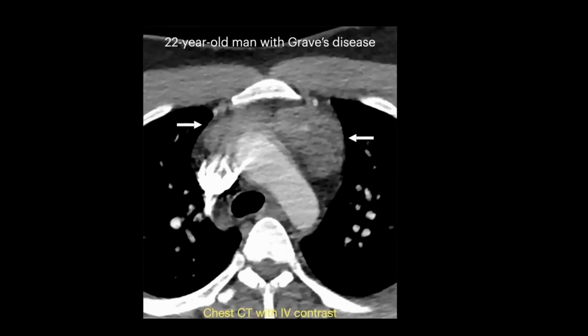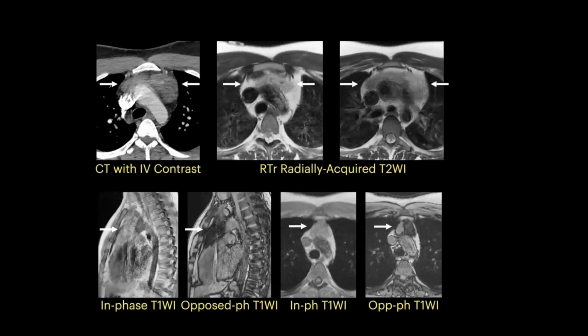What about this 22-year-old man with Graves' disease? He has excess thymic tissue. It's biconvex. It looks like it's bilobar as well. So this could well be thymic hyperplasia, especially in this clinical setting. And an MR was requested because we couldn't be sure that this wasn't an early lymphoma, for example.